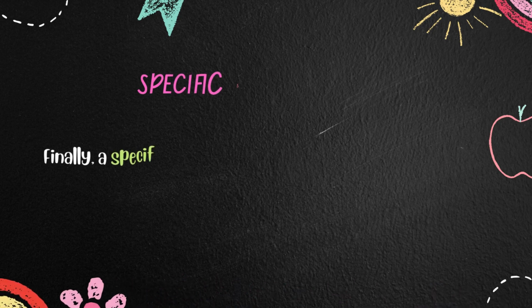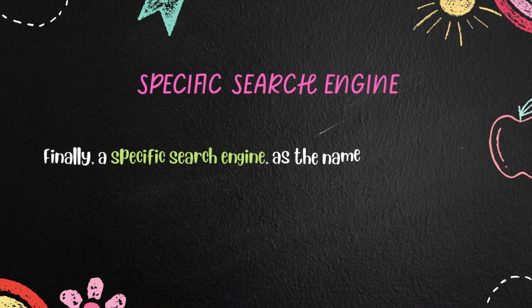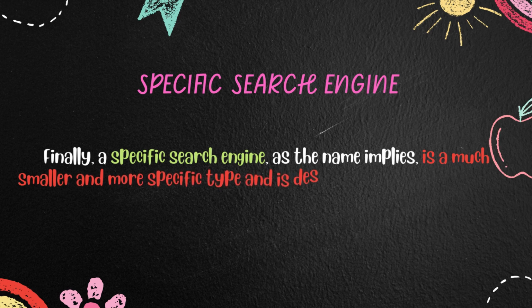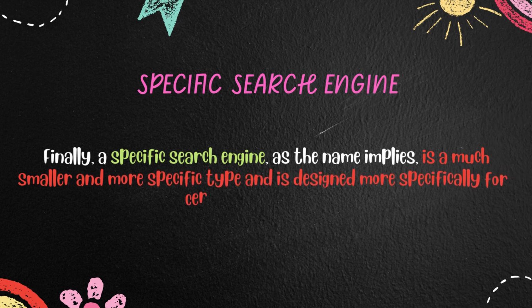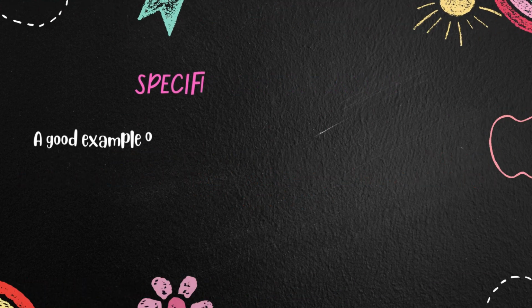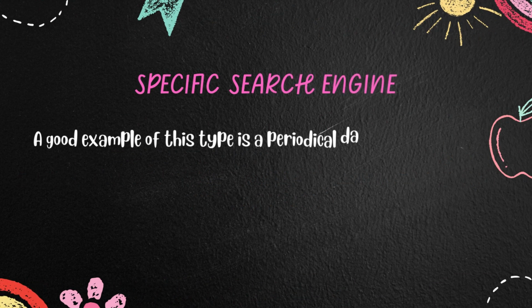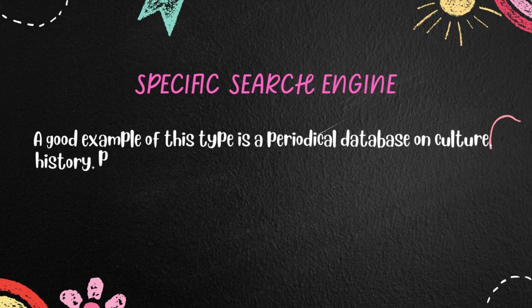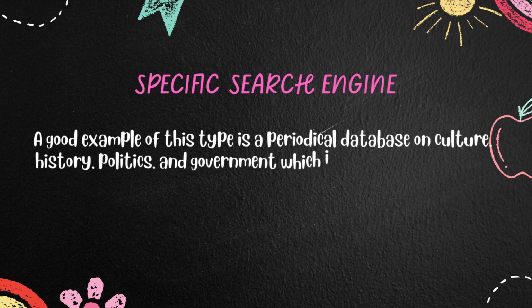Finally, we have the specific search engine. What do we mean when we say specific search engine? As the name implies, it is a much smaller and more specific type, designed more specifically for certain users' needs. A good example of this type is a periodical database on culture, history, politics, and government, which is usually accessed for research purposes.